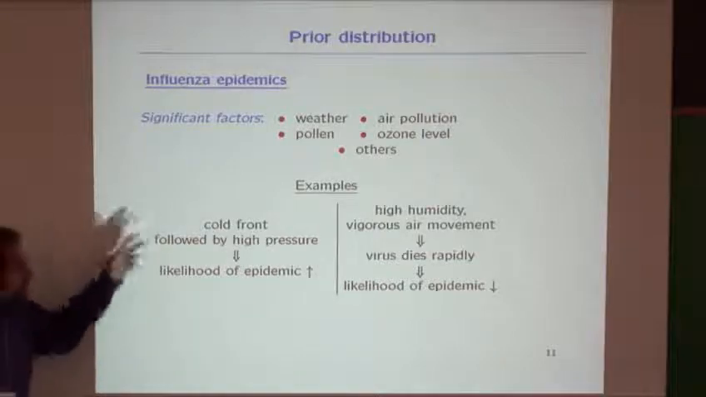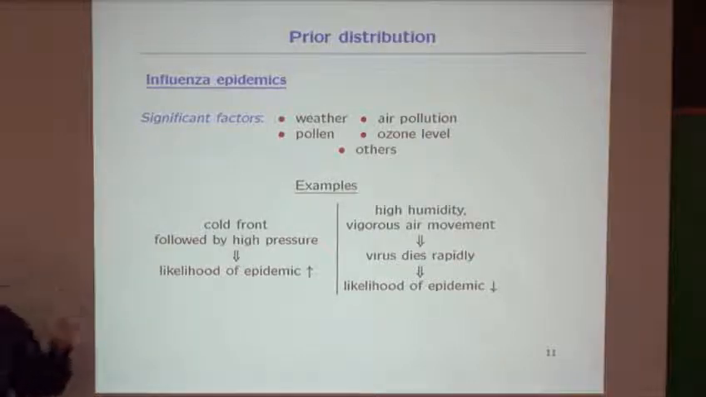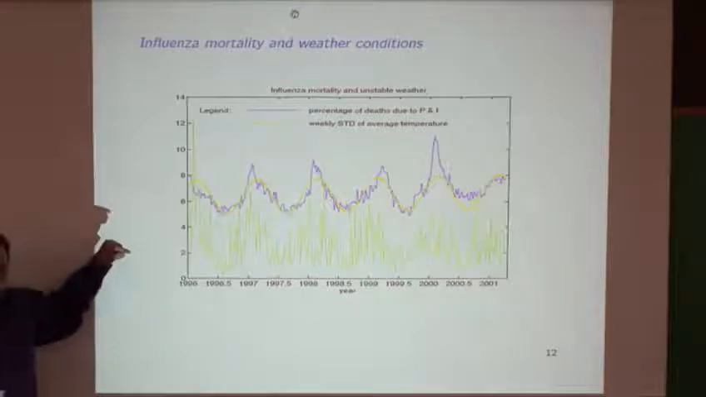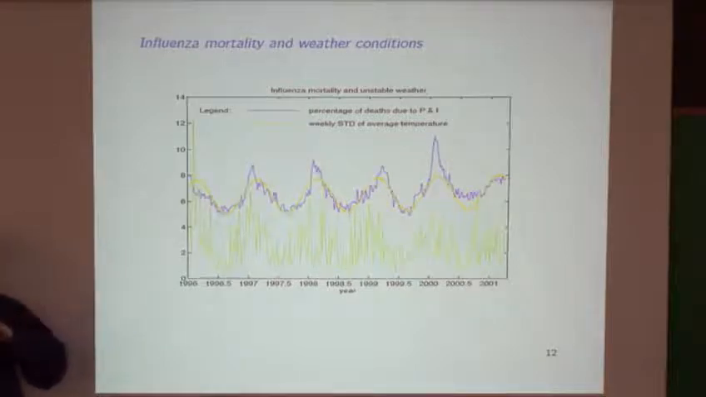Influenza depends on various conditions. In particular, we are vulnerable to unstable weather. Unstable weather increases the chance for infection and for an epidemic to start. So the way I could model it is relating the prior distribution to the daily standard deviation of temperatures. When the standard deviation is high, that means the temperature is rapidly changing.